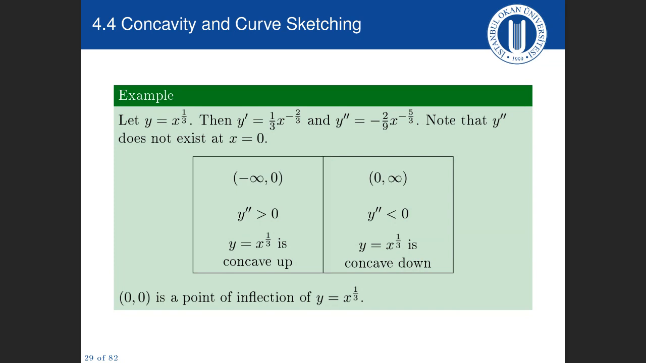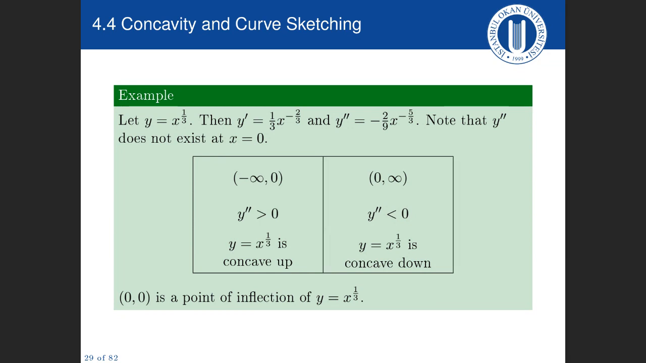But if we look on the right of 0, we can calculate y double prime at one value of x. Let's say you want to use x equal to 1. That's negative. So y double prime must always be negative here. The graph is concave down.